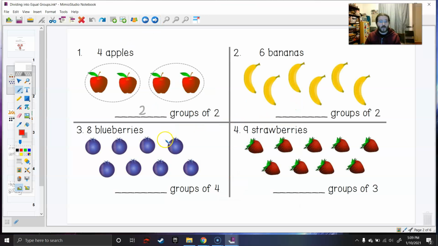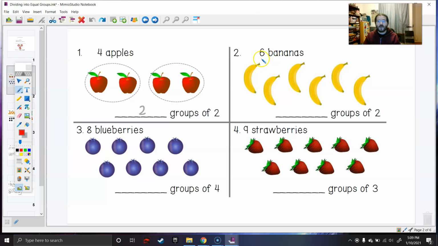All right, so our first example is already done for us. What they had is they had 4 apples, and they divided into equal groups by circling them, right? So in each circle we have the same number of apples in each group. So we know that 4 apples, we can have 2 groups of 2, right?